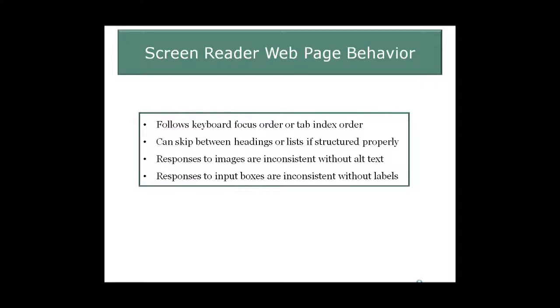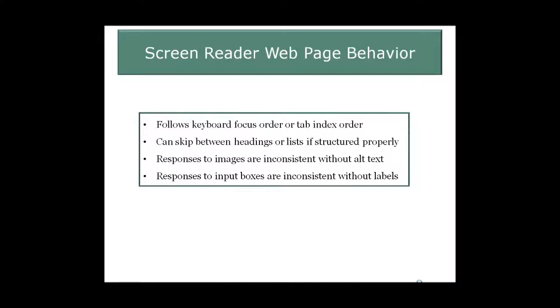A screen reader can skip between headings or lists even in the absence of a skip navigation link, provided those headings or lists are structured properly. And of course, one of the problems is that many times they are improperly structured. This happens most often because people use headings for layout rather than document structure.